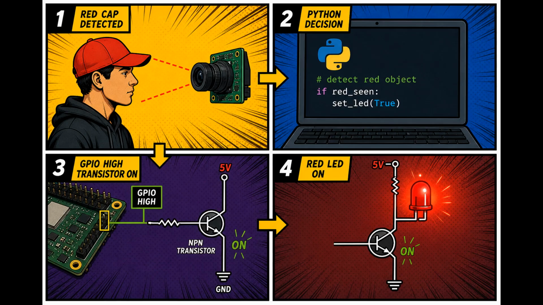So the complete loop is this. The camera sees a red cap, the software detects red, Python sets the GPIO pin high, the transistor switches on, and the red LED lights. That is why this topic matters. It removes the fog around hardware control. Software is not magically commanding the world. It is changing the state of a pin, and that electrical change propagates outward into a real circuit.